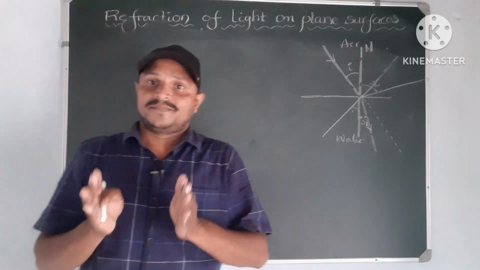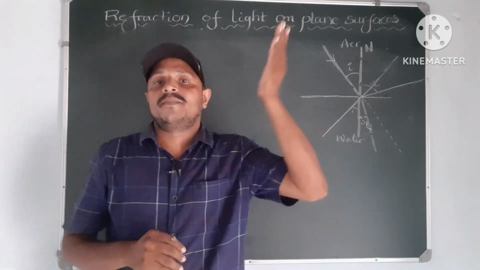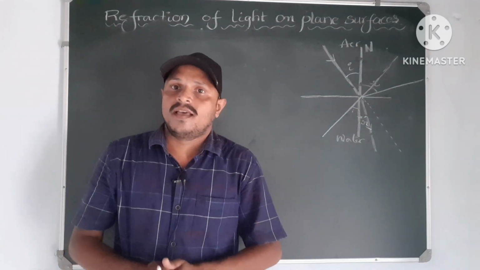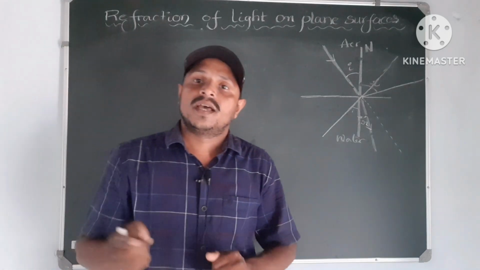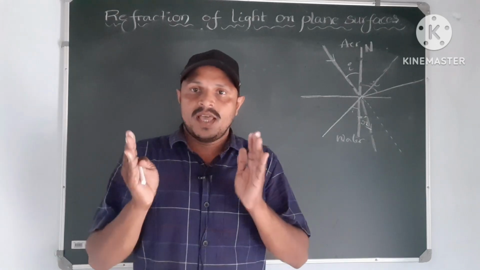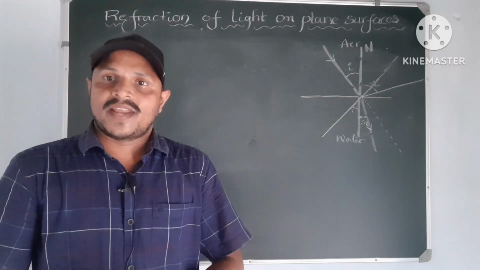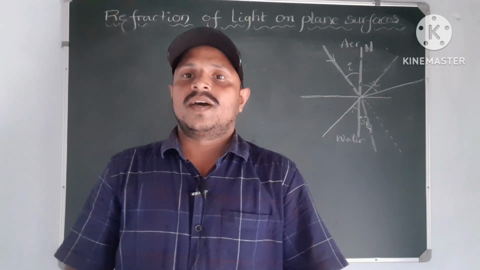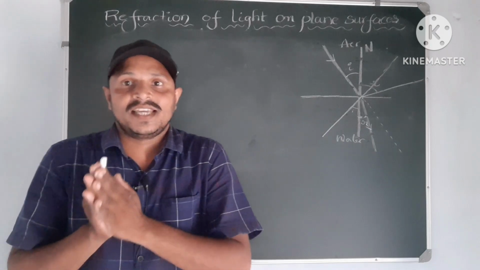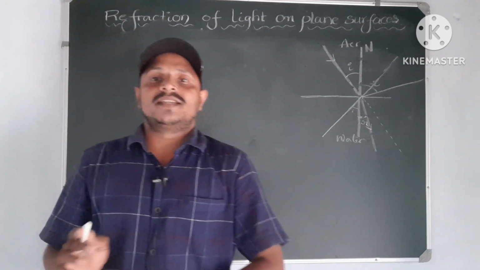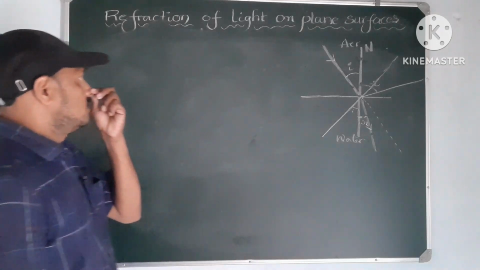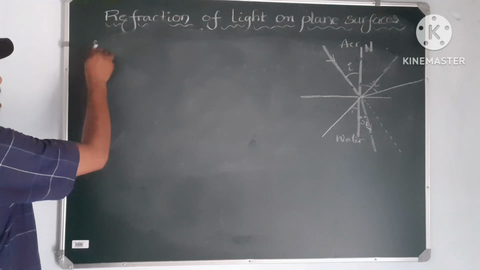So what we have learnt: when the light ray enters from a rarer medium to a denser medium, it bends towards the normal, and when the light ray enters from a denser medium to a rarer medium, it bends away from the normal. So remember these points. Let's learn about refractive index. The speed of light in vacuum is how much? The speed of light in vacuum is 3 into 10 to the power of 8 meters per second. It's very important.